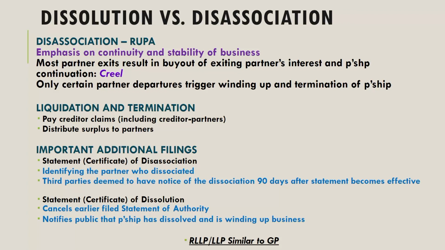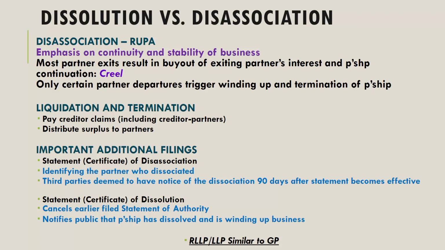And of course, as we know, creditors always get paid first, partners at the end of the line here, right? And then of course, if somebody disassociates, you file that statement or certificate of disassociation, because in essence, you want to identify the partner who no longer is with the entity, and then once that's been filed, 90 days after it becomes effective. So people are viewed as on notice that this person's not part of the partnership anymore.